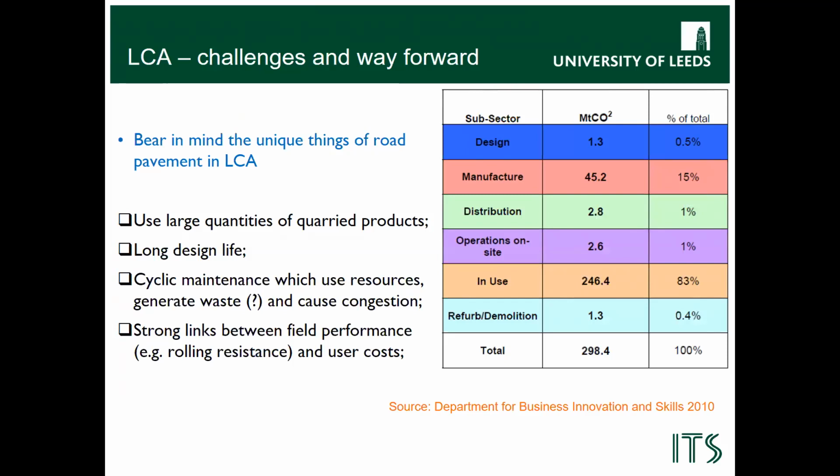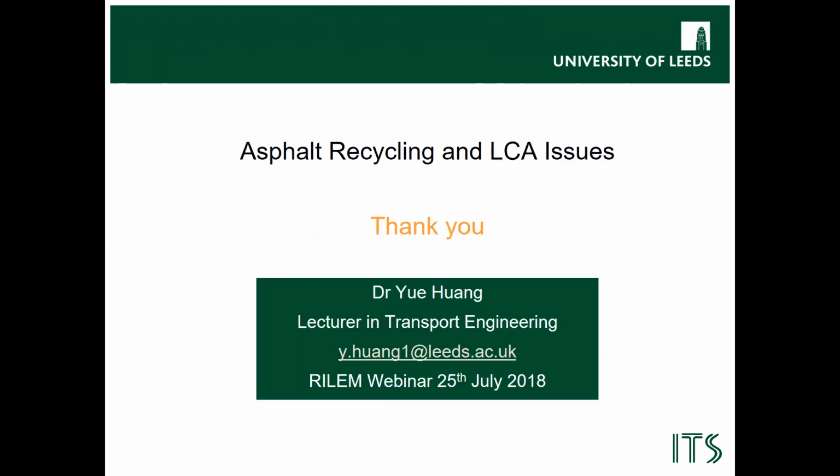And never forget that electric vehicles and autonomous vehicles are not far in the future. So we really need to think about that, because the pavement deterioration model may change as a result of those new emerging technologies. So that's all the points I'm going to make. Thank you for listening, and welcome your questions.